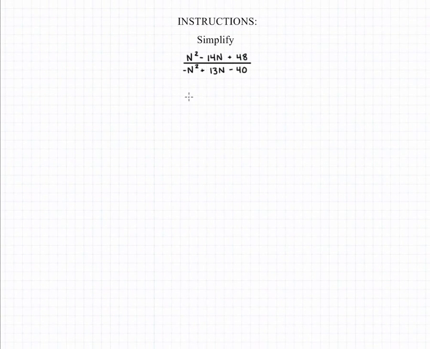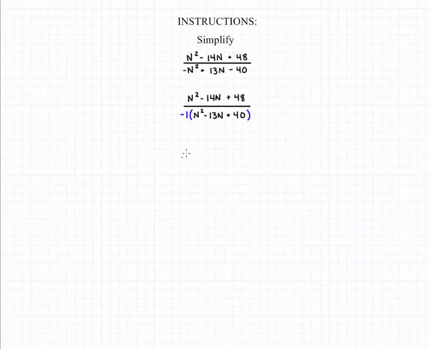In order to simplify this expression, we need to factor the numerator and the denominator. And because the denominator currently has a negative sign in front of the n squared, we can factor out a -1 from all of the terms in the denominator, and that will make it easier to factor later on.